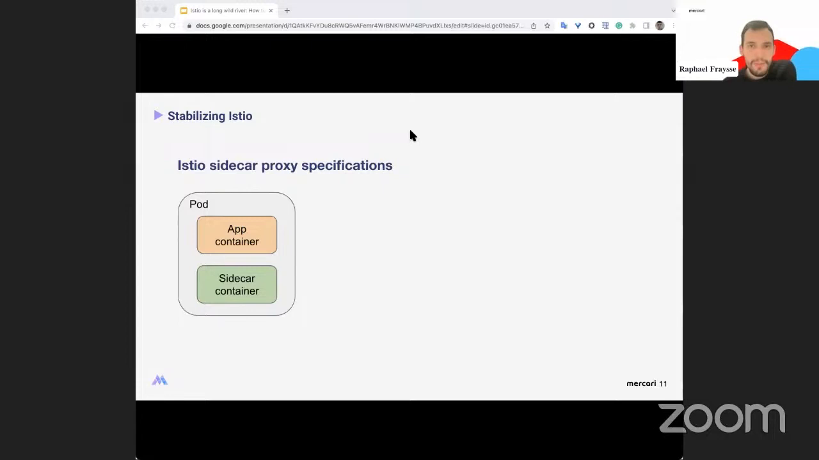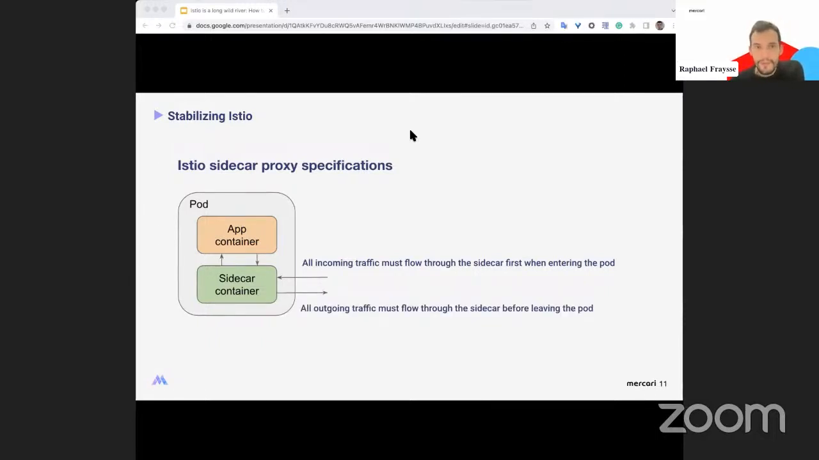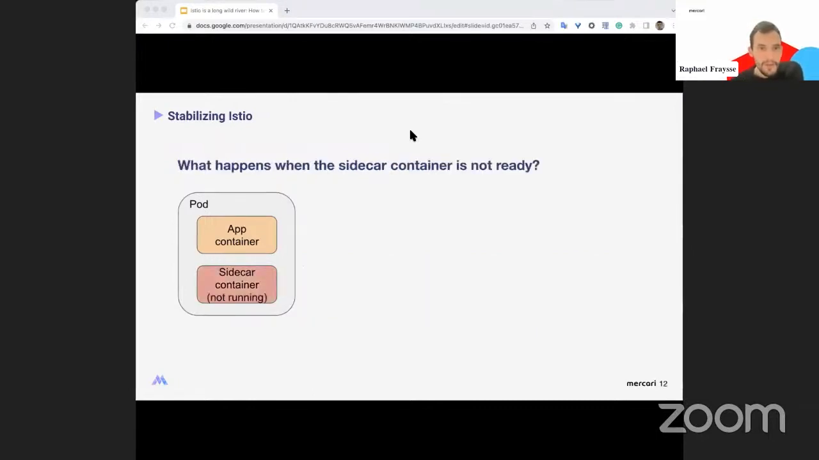So we have now one pod and two containers, an application container and a sidecar container. Basically, with Istio, all incoming traffic must flow through the sidecar first when entering the pod so that Istio can intercept and apply specific logic. It also requires that all the outgoing traffic flow again through the sidecar before leaving the pod. So this brings an issue when the sidecar container is not ready, because we have our definition of intercepting all the traffic.